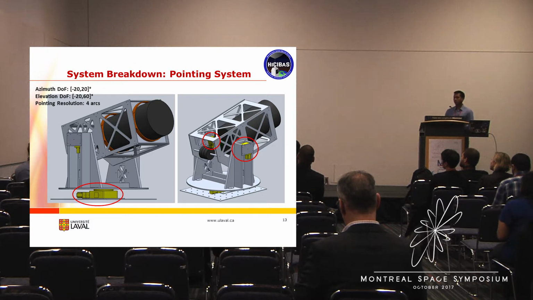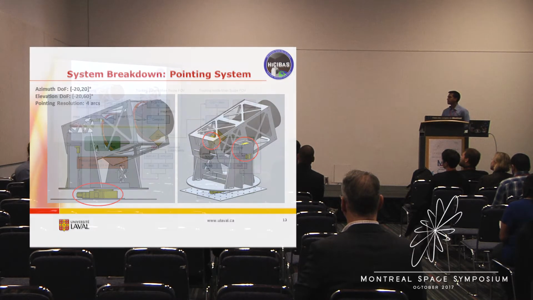In the gondola, we have 40 degrees of freedom for a telescope in the azimuth direction, negative 20 to the left and 20 to the right. And in the elevation, we also have 80 degrees of freedom, 20 below the 0 and 60 above.